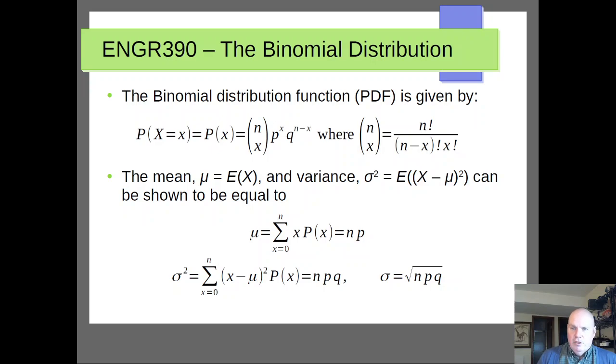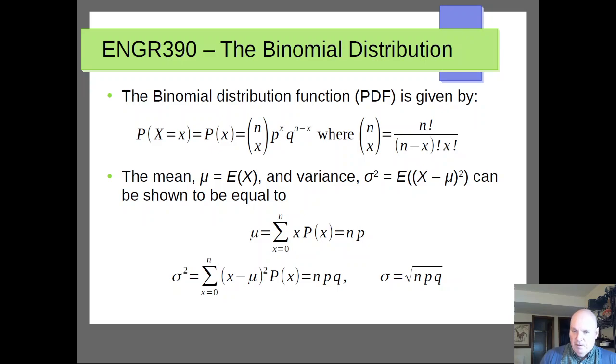Now, you can show that the mean and variance have neat closed form expressions. The mean is equal just to np. So for 100 tosses of a fair coin, where n is 100 and p is 0.5, we would expect the mean number of heads to be 100 times 0.5, or 50. So on average, we should get 50 heads when we're tossing 100 coins.